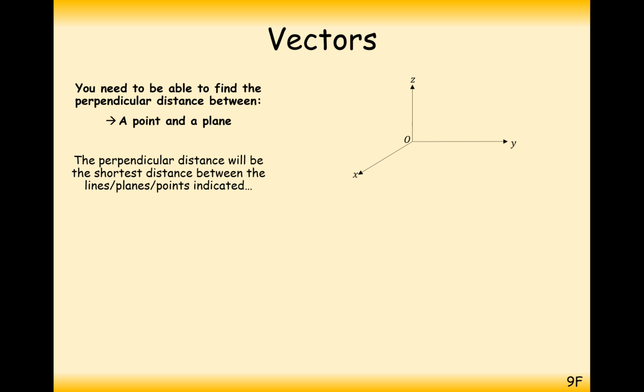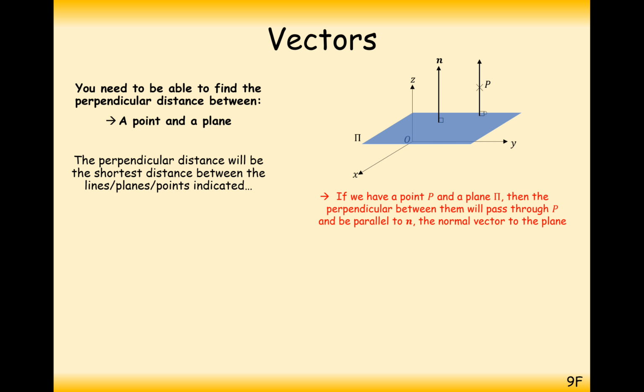So the way that we're going to be finding the shortest distance between a point and a plane is by using this perpendicular vector here, n, and given that that is going to meet the plane at a right angle, it's definitely going to be the shortest direction from the plane to the point.